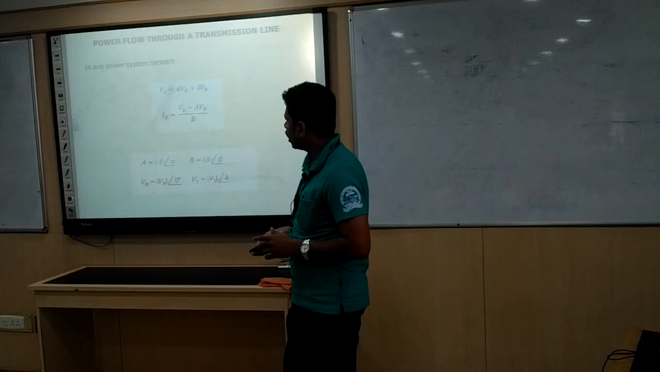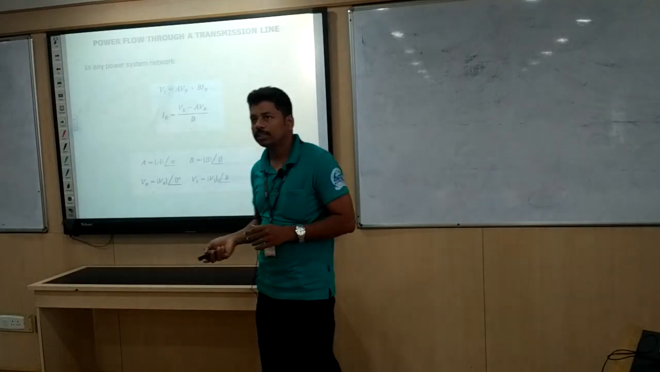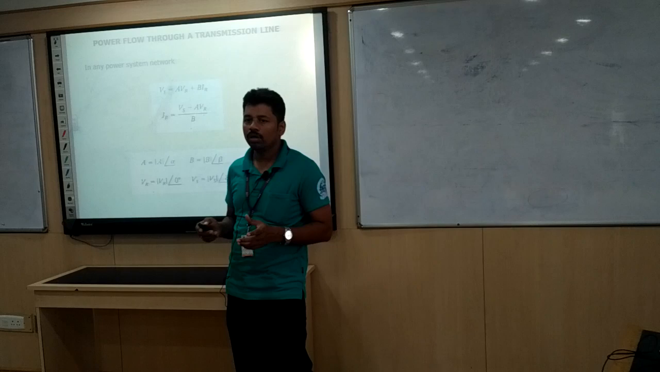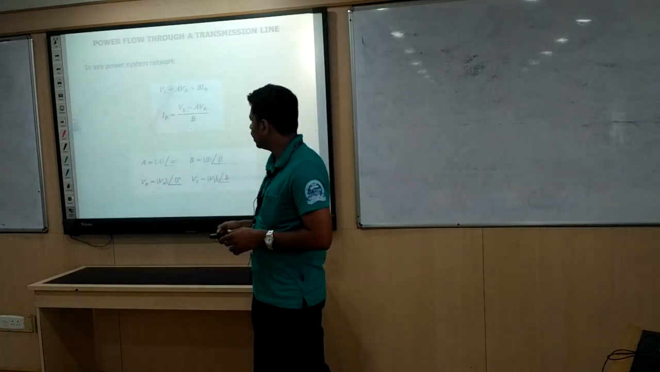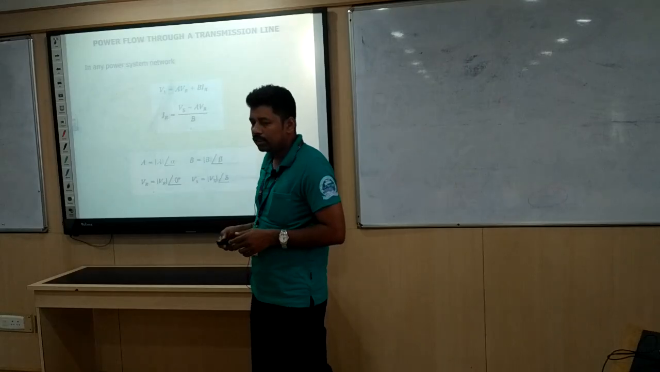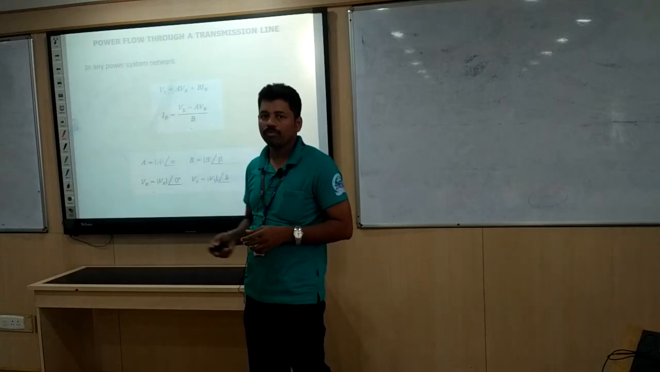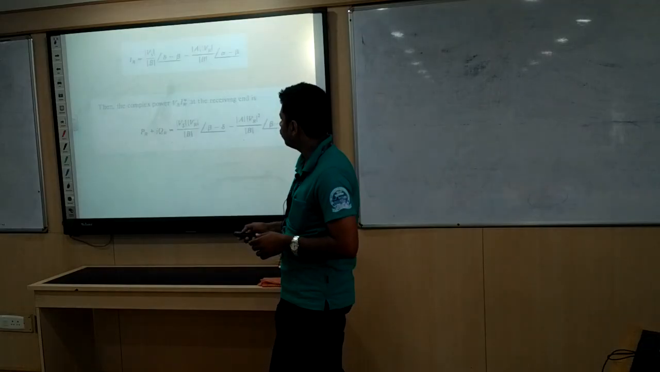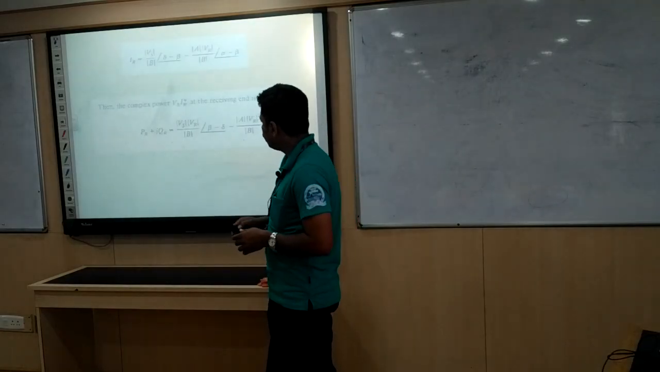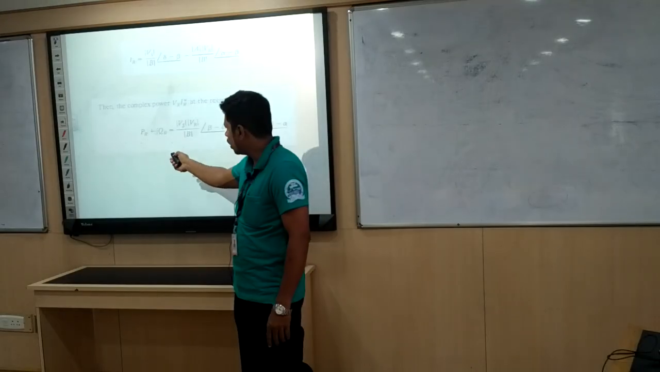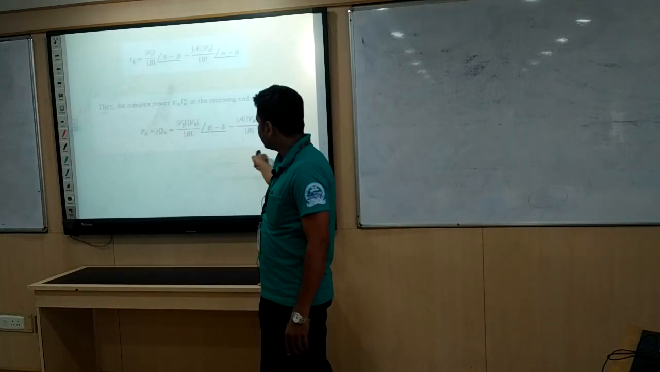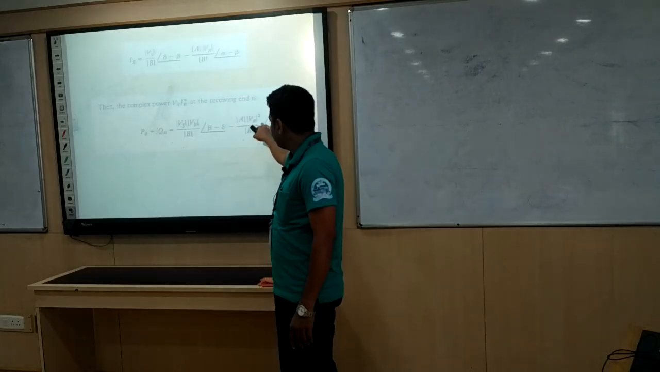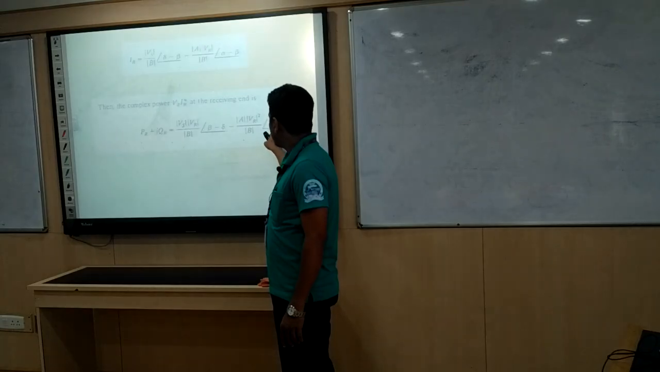Power flow through the transmission line. To find the power flow in a transmission line, it is a bidirectional flow. You know that Vs is AVR plus BIR, which is the equation of your generalized circuit constants. From there you have to derive it. Write the expression for PR plus jQR, where PR is the receiving end power and QR is the receiving end reactive power. If you find that, you get Vs times VR by B angle beta minus alpha, minus AVR squared by B angle beta minus alpha.